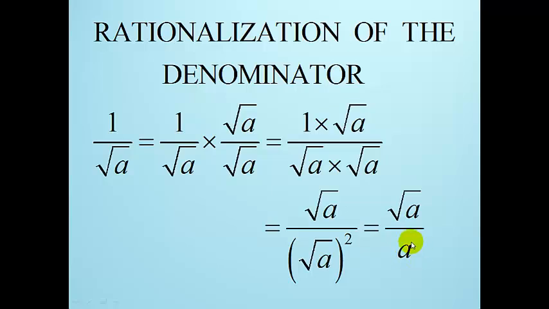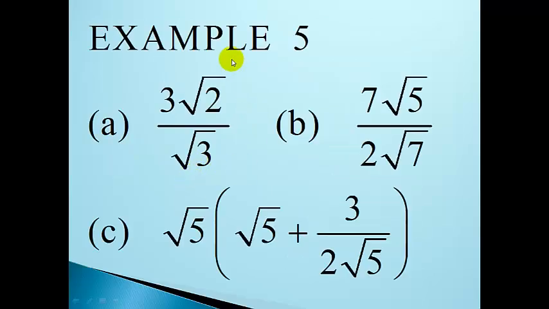So we can see that the denominator is a number. So now we have avoided division by a surd. We have now avoided division by a surd by the principle of rationalization. Now example.